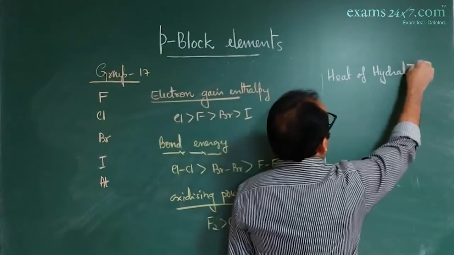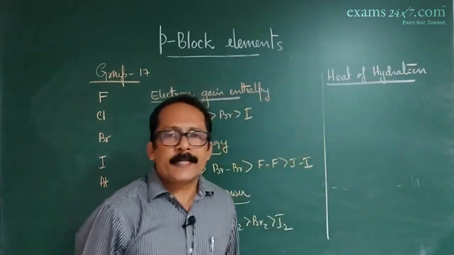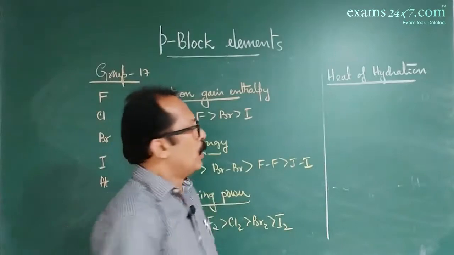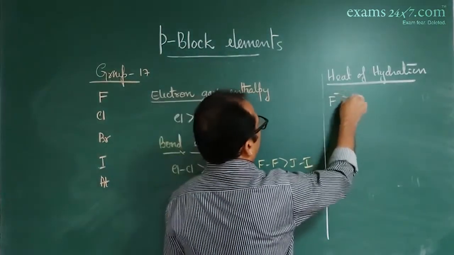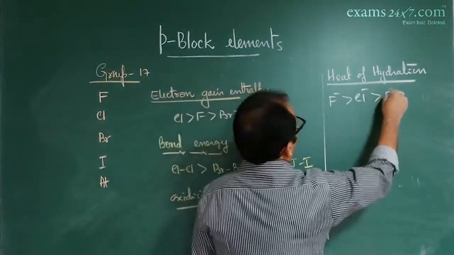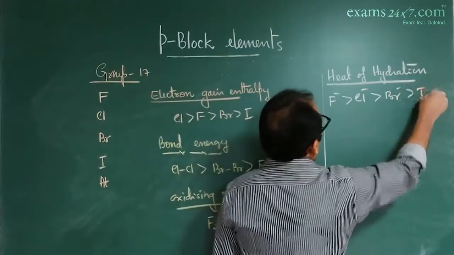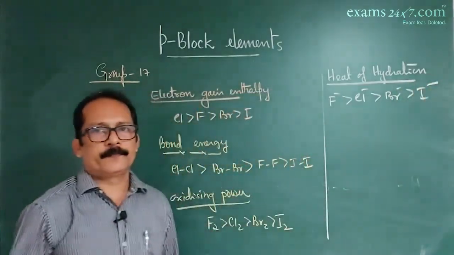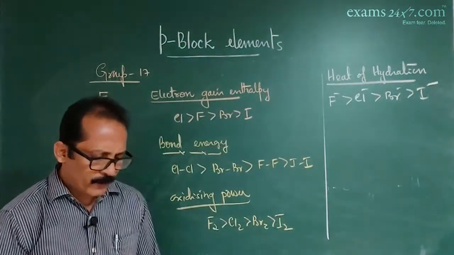Smaller the size of the ion, greater is the hydration effect. So which is the smallest ion? F minus, then comes Cl minus, Br minus, then I minus. Okay, so this is about heat of hydration.